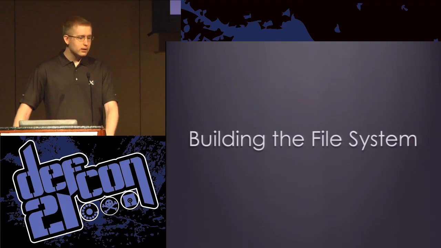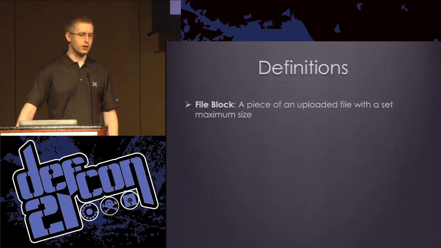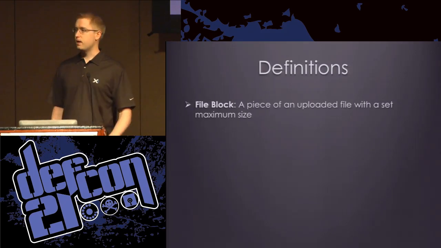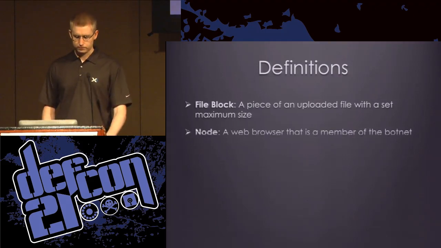Now we have the botnet. Let's look at what it takes to actually build a file system on top of that botnet. First, a few definitions here. A file block is what I'm using to refer to a piece of an uploaded file that has a set maximum size. So a file is going to be made up of multiple file blocks.